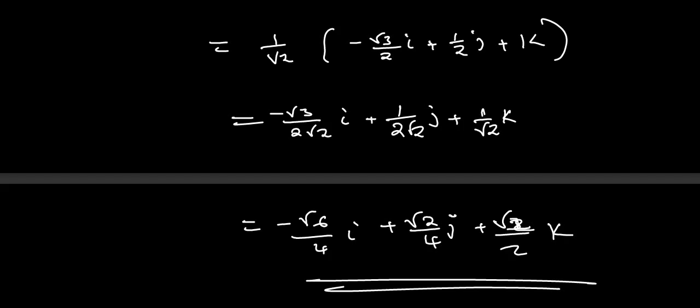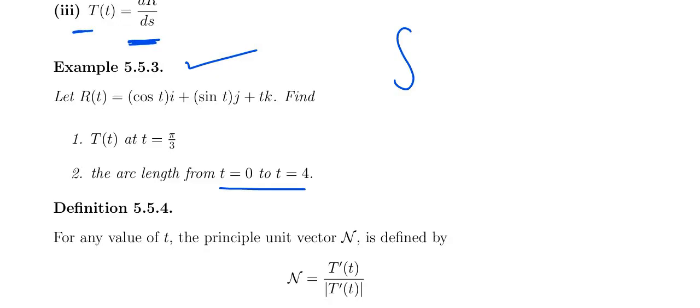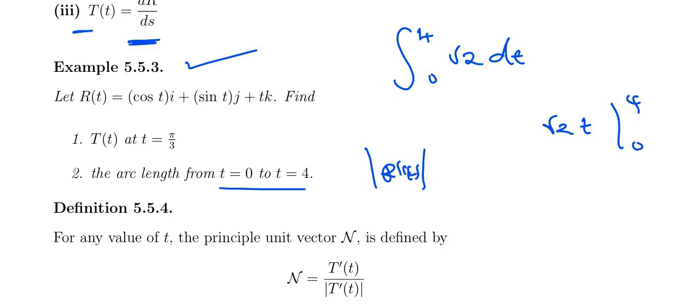The arc length is just going to be the integral of this from 0 to 4. Modulus of this, we got what? Modulus of r prime of t. We got a root 2, right? This is dt. So this is going to be root of 2 with t between these limits. So the answer is just going to be 4 root 2. This is units. Yeah. So this is the arc length.